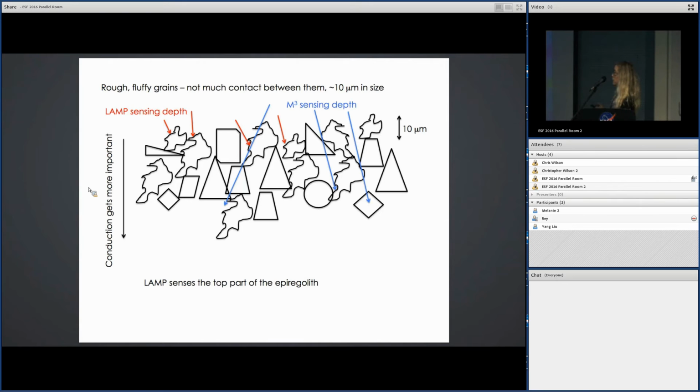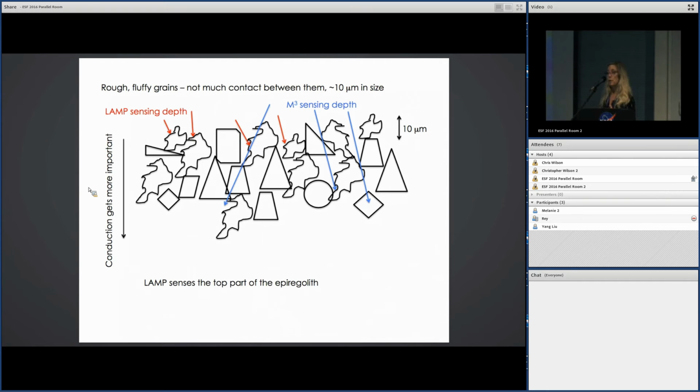This is my little cartoon of the uppermost part of the regolith, known as the epiregolith. These are representative of the irregular lunar grains that are approximately 10 microns in size, and they are fluffy, rough, and irregularly shaped. LAMP senses in the far UV, and so not very deep into the regolith at all. Not very deeply even into the top layer of grains themselves. An instrument like M cubed is going to sense several grain depths into the regolith, whereas LAMP is only sensing the top grains of the regolith.